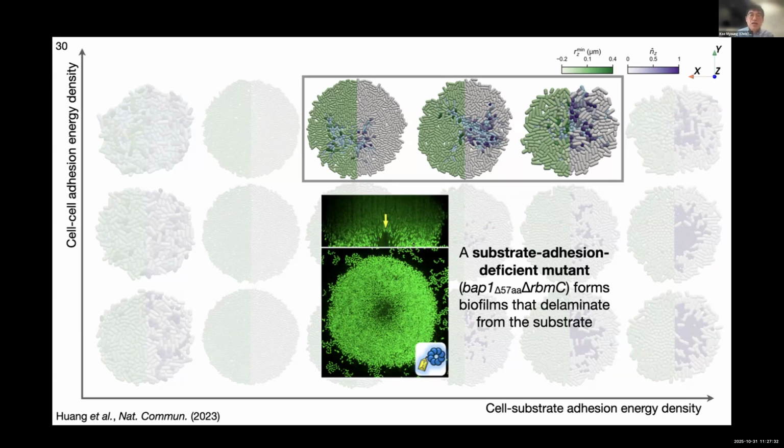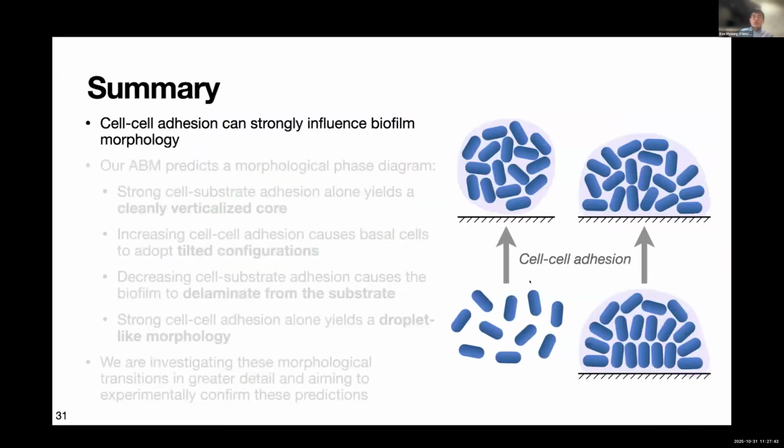So this is something that we are looking to characterize in much greater detail, this strain and other related strains, to see how this delamination arises in real life. So to briefly summarize, cell-cell adhesion can very strongly influence biofilm morphology, as shown here.